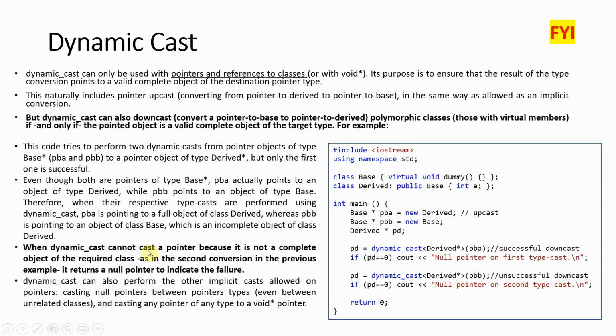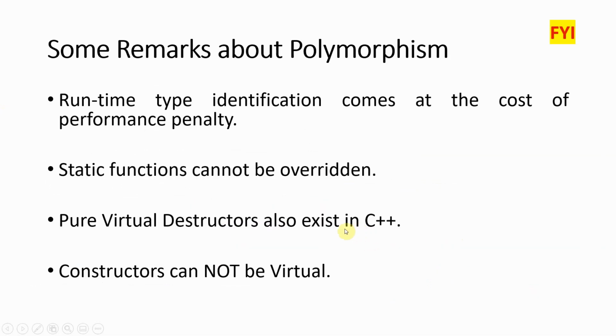When dynamic cast cannot cast a pointer because it's not a complete object of the required class, as in the second version in the example, it returns a null pointer. Sorry, so it doesn't cause an error. It just returns a null pointer so that you know that there was a failure. So this explains the concept that I just mentioned here. We can just read through it later.